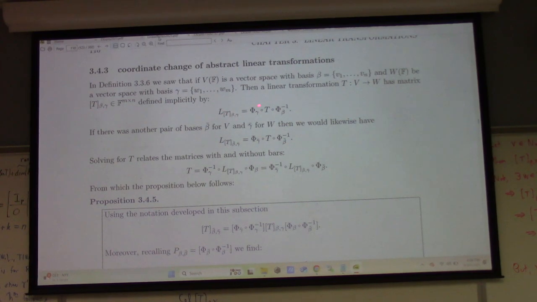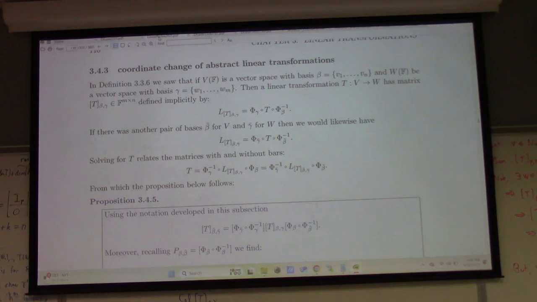But you notice what's common to both of these is T. T exists independent of our choice of basis. So I can solve both of these for T, and that gives me this relation between the matrix with the bars and the matrix without the bars. Then I simply solve this equation to get that one. That shows me how to change basis, going from one choice of basis to a different one: I have to multiply by these change of basis matrices.